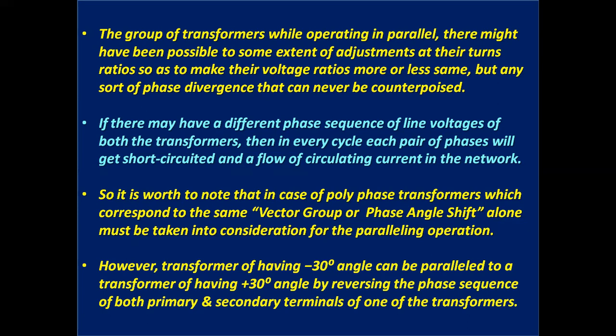So, it is worth noting that in case of polyphase transformers, the same vector group or phase angle shift alone must be taken into consideration for the paralleling operation. However, a transformer having minus 30-degree angle can be paralleled to a transformer having plus 30-degree angle by reversing the phase sequence of both primary and secondary terminals of one of the transformers.